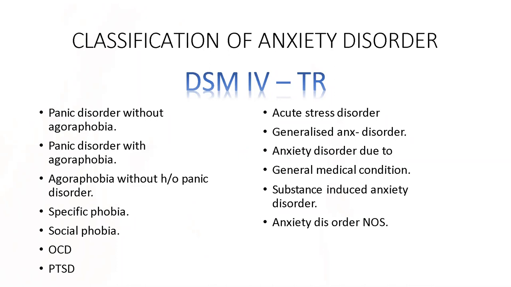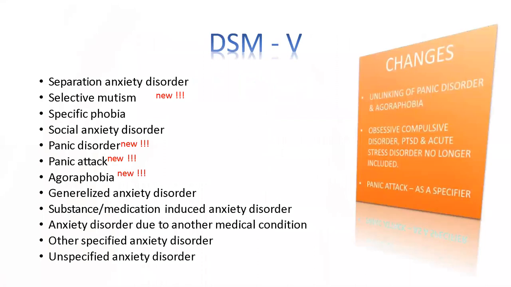And in 2013, a new classification has come with the DSM-5. So now we are using the DSM-5 criteria. There were a lot of changes to the DSM-4 criteria. You can see that they unlinked the panic disorder and agoraphobia. Earlier these two were combined, and now they are considered separate classifications. And also OCD, PTSD and acute stress disorder are no longer included in this classification, but because your syllabus talks about that, we have to include them. And also the panic attack has been made a separate specifier. So these were the major changes.